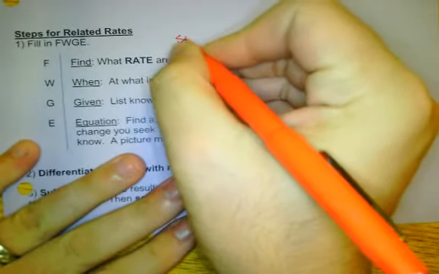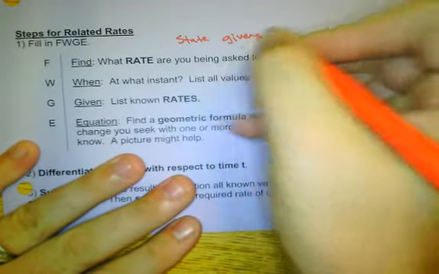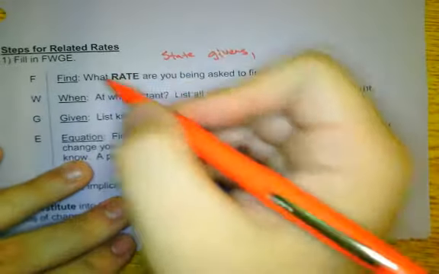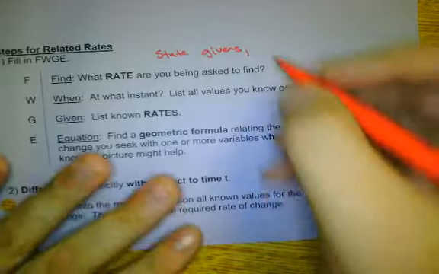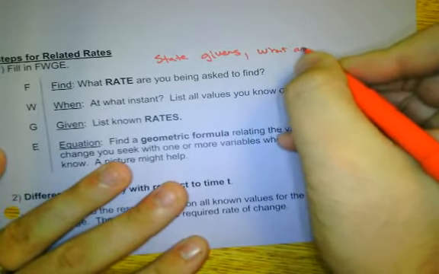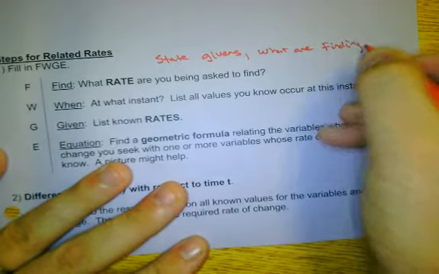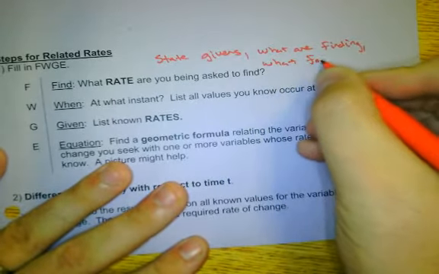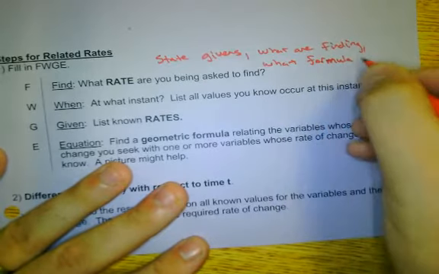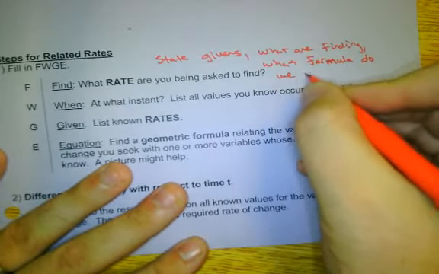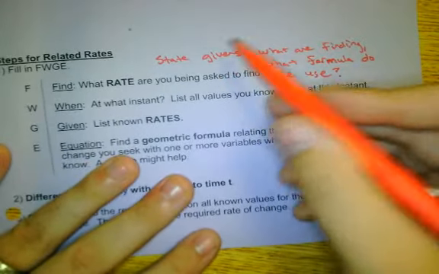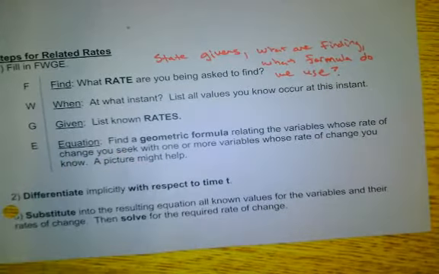You need to state givens. This is kind of like what this says right here, but this is just how I do it. So I'm going to state givens. What are we finding? And what formula do we use? So we're going to state the givens. What are we finding? What formula do we use? Let's just flip the page and start doing problems. Let's do it.